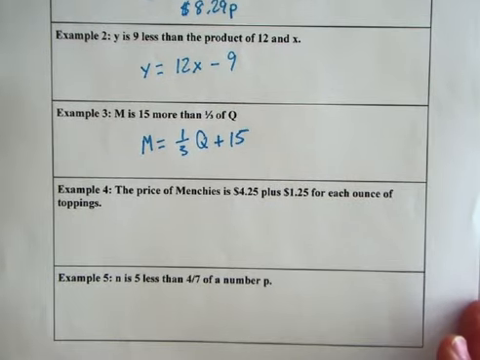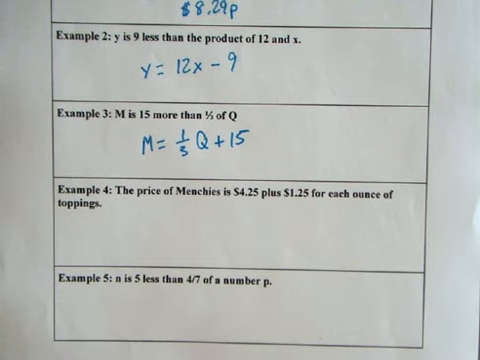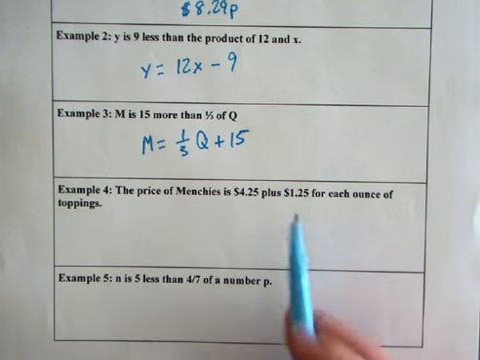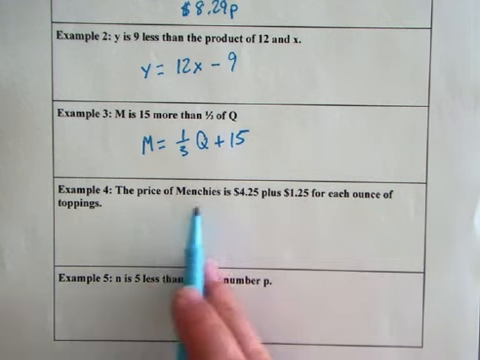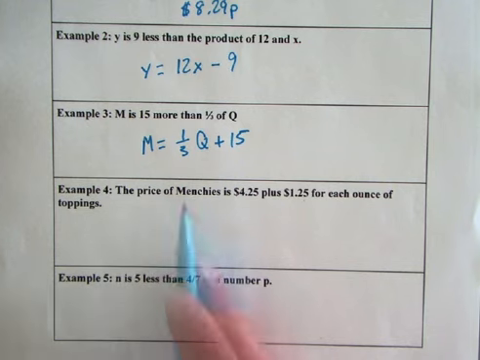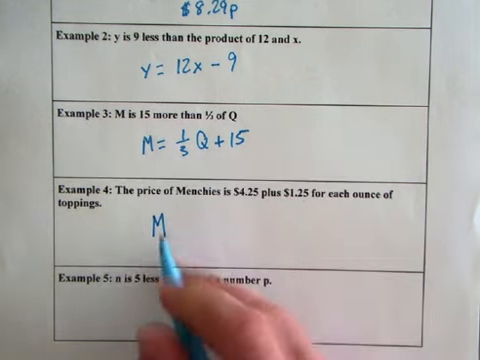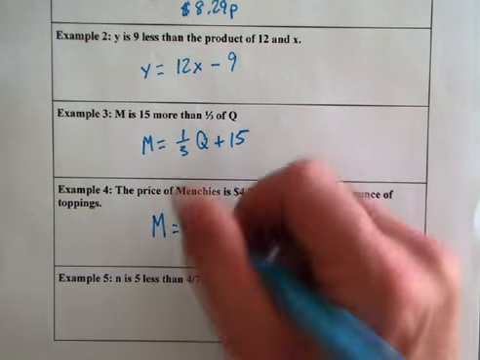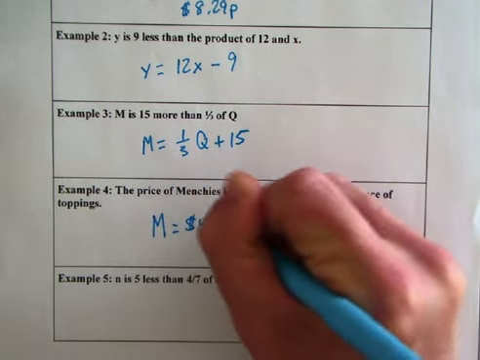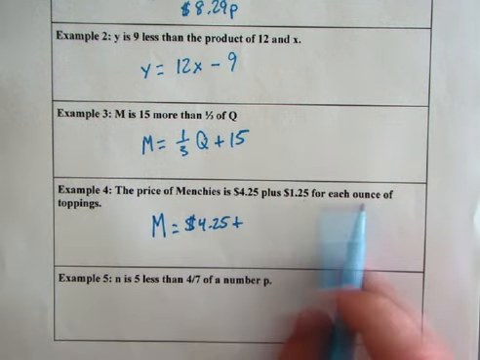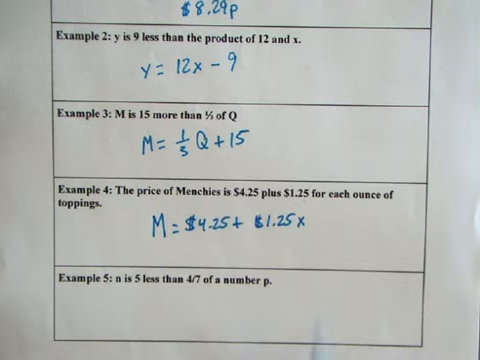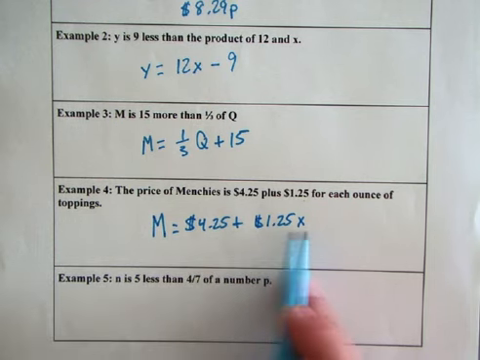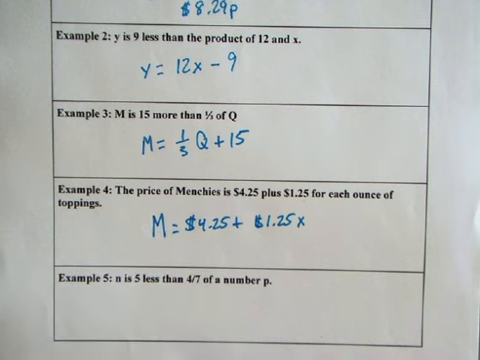Example 4, the price of Menchie's is $4.25 plus $1.25 for each ounce of toppings. Each ounce of toppings. Well, for total price, let's use a capital M for Menchie's. So the price M equals $4.25 plus $1.25 for each ounce. So let's say 1.25x, where x is the number of ounces of toppings. So we have 4.25 plus 1.25x equals total price M.